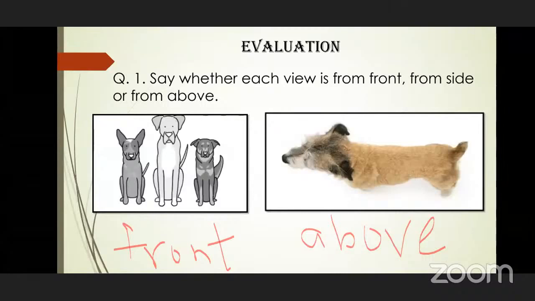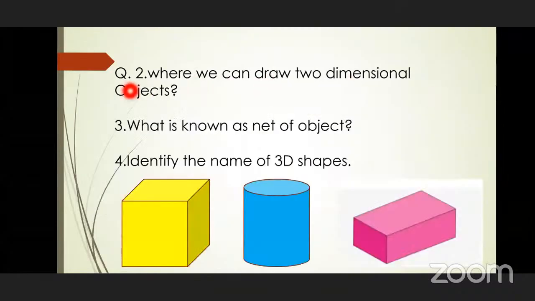Now see, children, this is the next question: where can we draw two-dimensional objects? You all are making drawings. So where do you make them? On paper. Yes, so that is the answer. We can draw two-dimensional objects on paper.